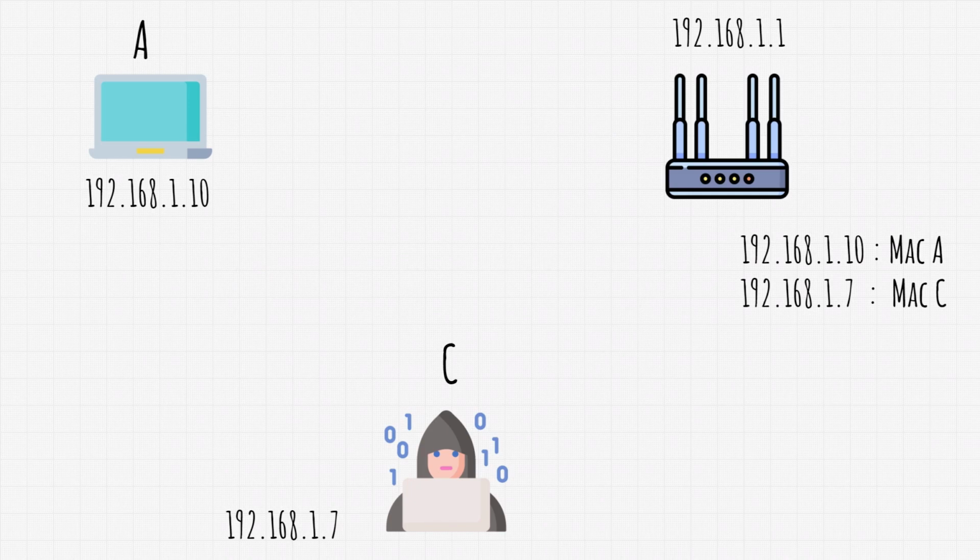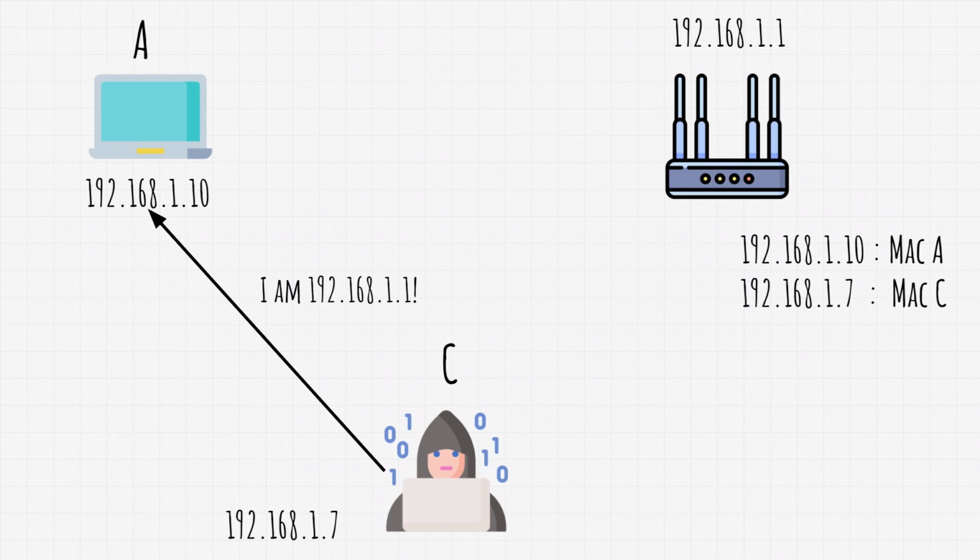For example, what if I, from my Kali Linux machine, craft an ARP response and send it to machine A saying that I am 192.168.1.1, which is the router. We know that machine A uses the router to communicate with the internet, therefore, once we send machine A an ARP response and tell it that we have the IP address of the router, it will start sending its packets to us instead of the router.